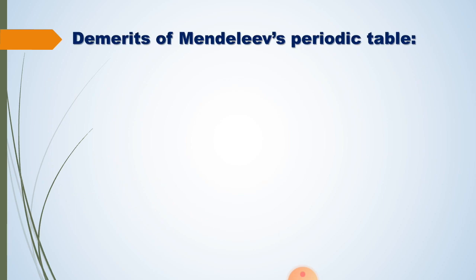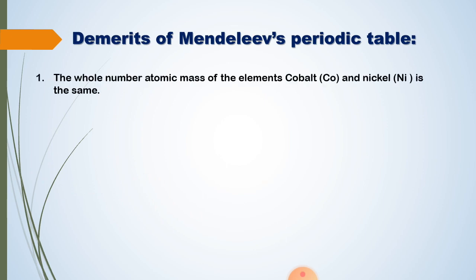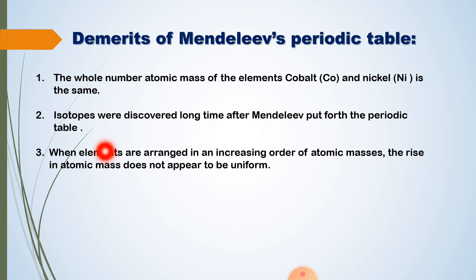These are the merits. Then what are the demerits of Mendeleev's periodic table? The whole number atomic mass of the elements cobalt and nickel is the same. So there was an ambiguity, some kind of confusion regarding their sequence in Mendeleev's periodic table. Then the isotopes were discovered a long time after Mendeleev put forth the periodic table, so a challenge was posed in placing them in Mendeleev's periodic table.